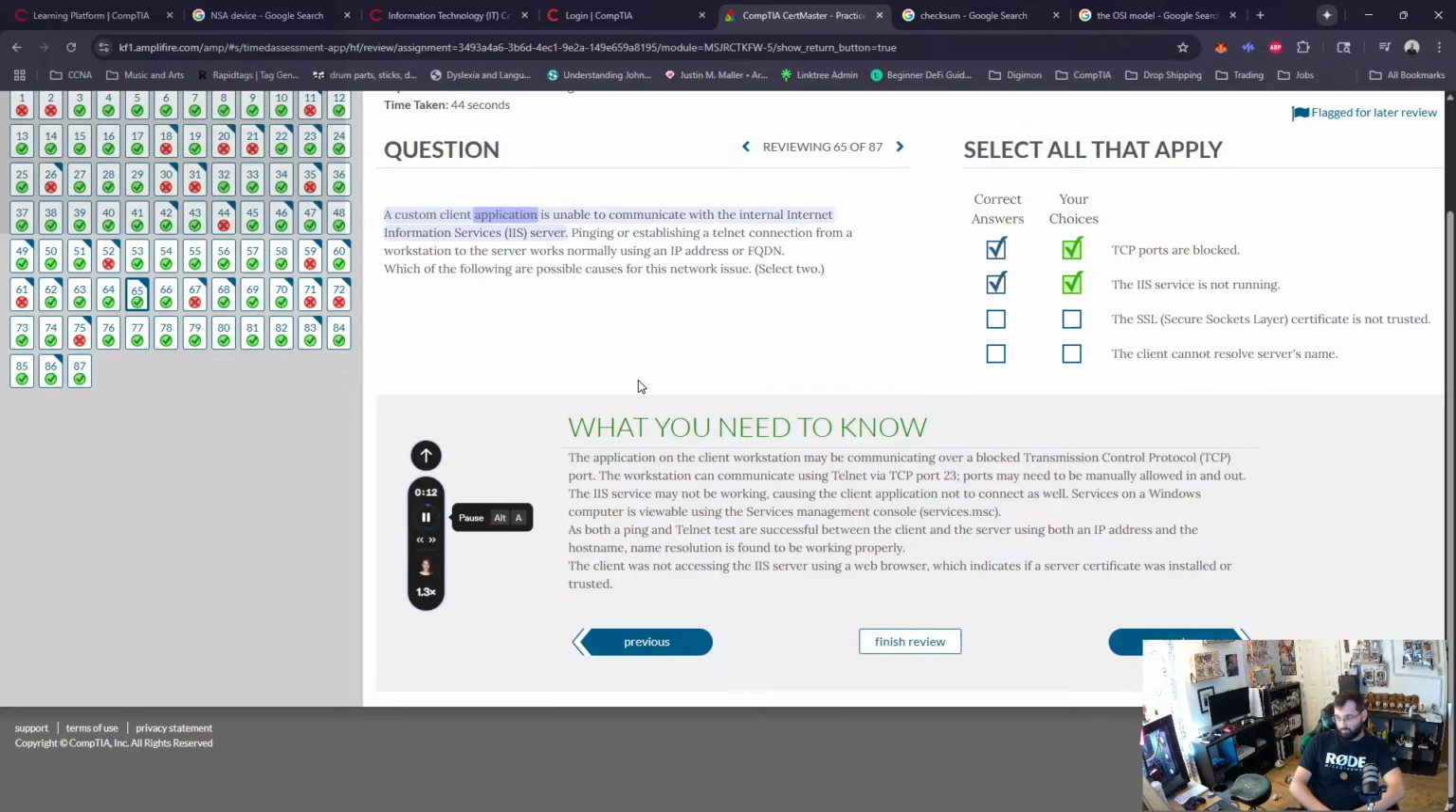A custom client application is unable to communicate with the internal Internet Information Services (IIS) server. Pinging or establishing a telnet connection from a workstation to the server works normally using an IP address or FQDN. Which of the following are possible causes for this network issue? Select two. The possible causes are that the IIS service is not running and the TCP ports are blocked. Again, understanding in depth what ports are, how they function, and why they're important is the gap in my knowledge.